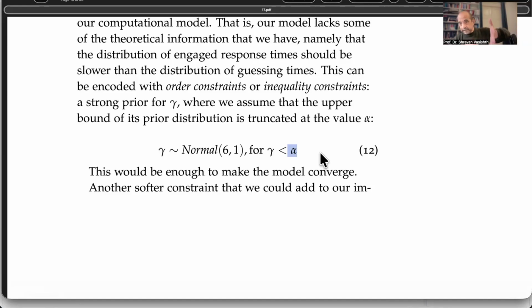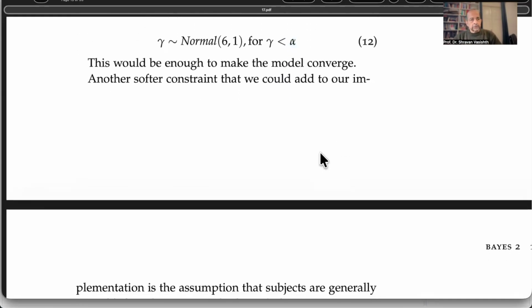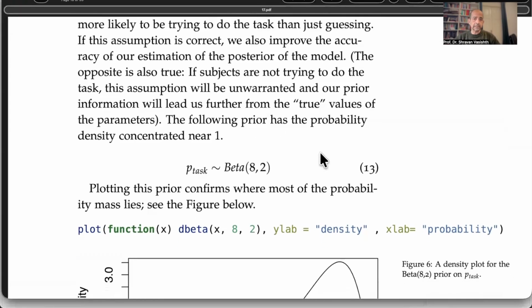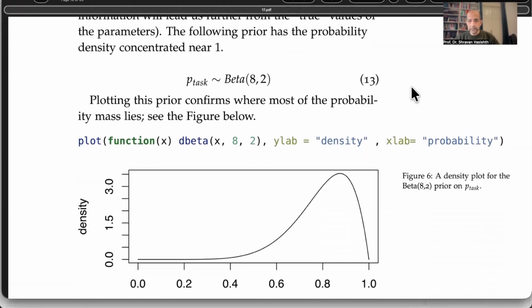Unlike the sigmas where we truncate at 0 from below, we're going to truncate the prior on gamma from above. Okay. All right. So this would actually make the model converge, but there's another constraint that we can put in, which makes theoretical sense. As I mentioned earlier, a beta 1-1 prior, a uniform prior, is pretty nonsensical because we know from decades of experimentation that participants are very cooperative generally, and they try to do the task honestly.